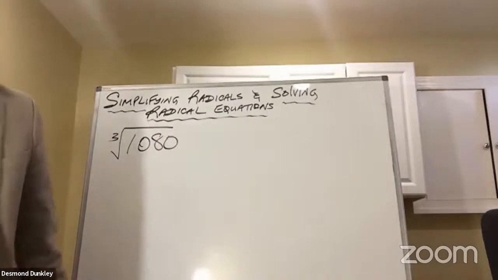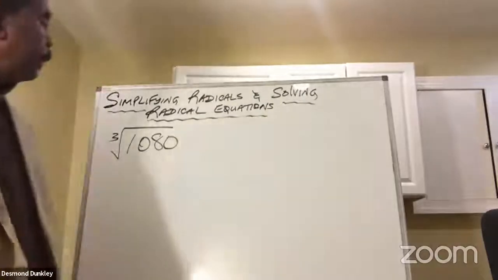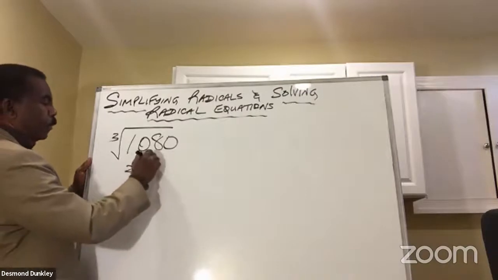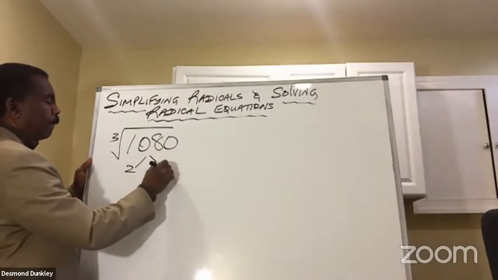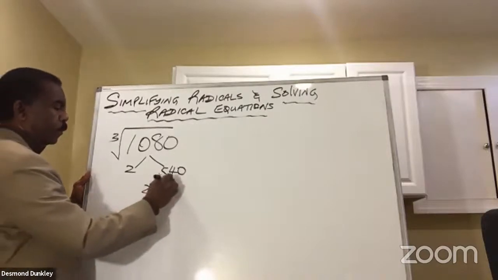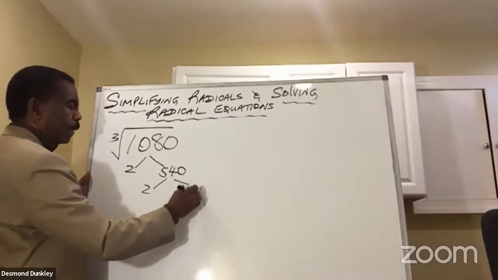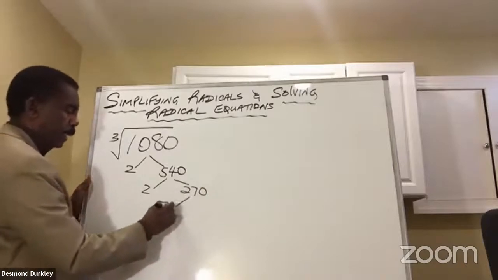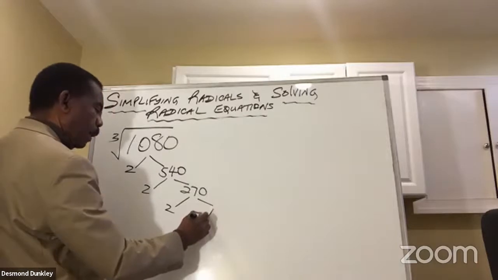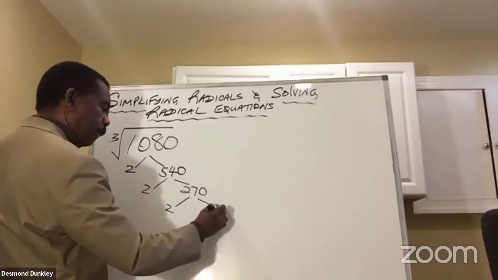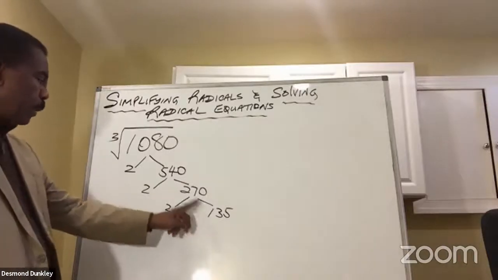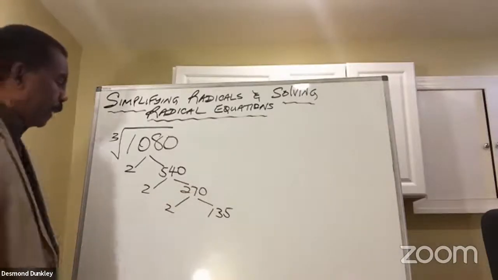Cube root of 1080. What is that equal to? Well, let's go for 2. We get 540. Let's go for 2. We get 270. Let's go for 2. We end up with 135.